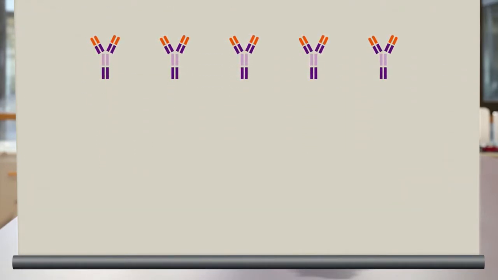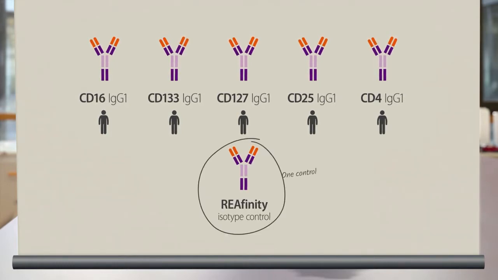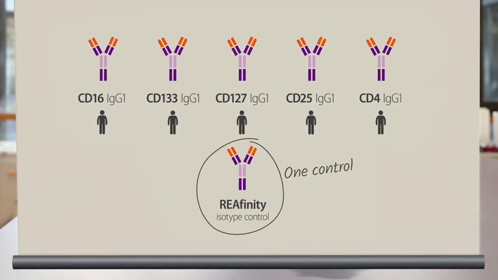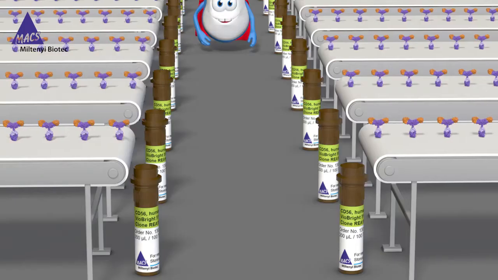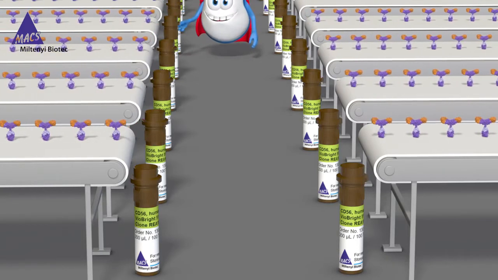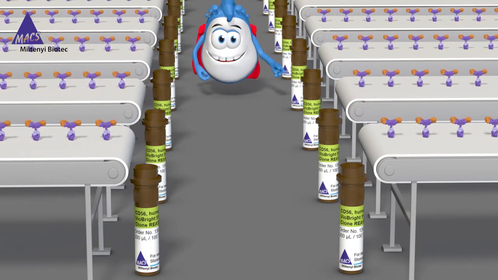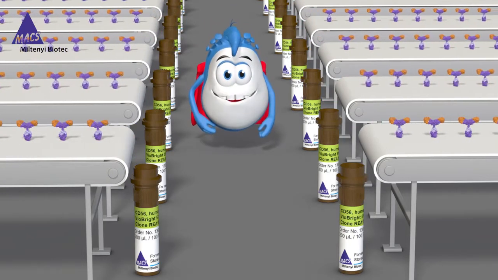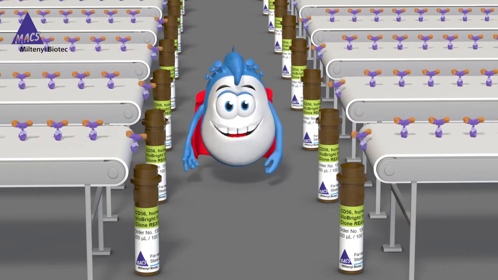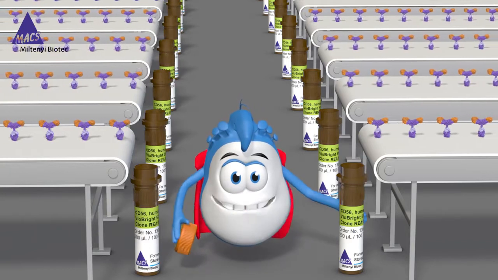Look here, all REAfinity antibodies have the same human IgG1 isotype, which greatly reduces the number of isotype controls required as compared to conventional antibodies. You just need one universal isotype control. You know, the best thing is that with REAfinity recombinant antibodies, your flow cytometry results come out in the same quality over and over again. Because we are in control of the sequence, we know exactly which final products we can expect. That's what I call truly reproducible antibodies.